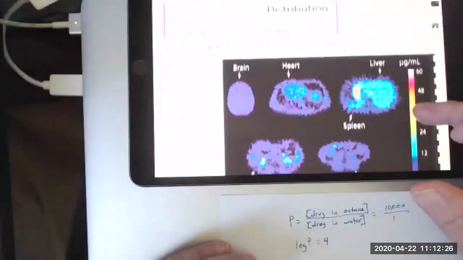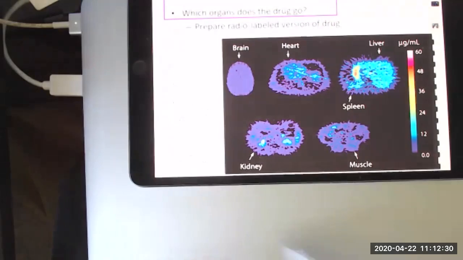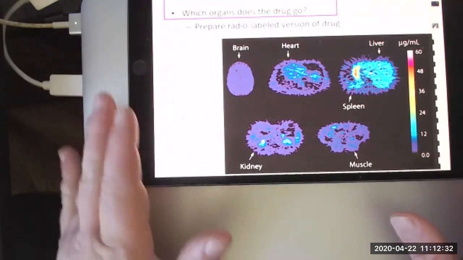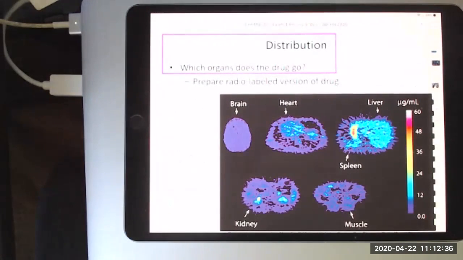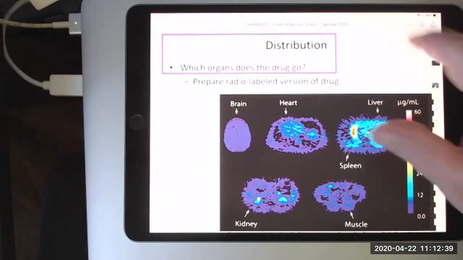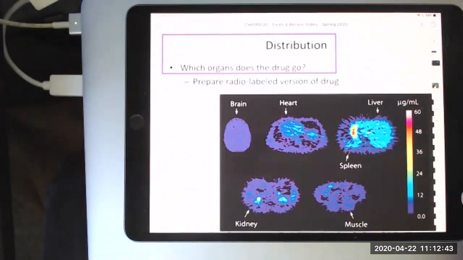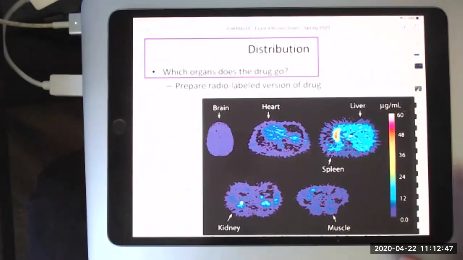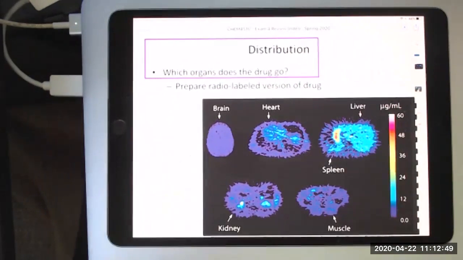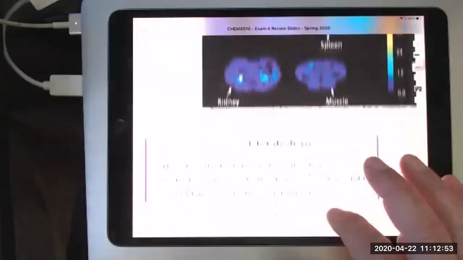Okay, so distribution is just where does the drug go within the body. Let me pull this down a little bit. Maybe it'll be a bit easier to see. So where does it go? Where does the drug go in the body? So that's the distribution part.